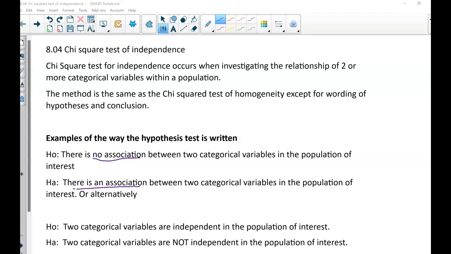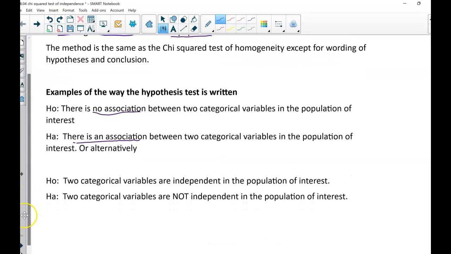The chi-square test for independence occurs when investigating the relationship of two or more categories. So you're looking at more than one category and only one population. That's a key difference from the chi-square test of homogeneity that looked at only one categorical variable and multiple independent populations. The procedure that we use for the chi-square test of homogeneity is the same procedure we will be using for the chi-square test of independence. However, the hypotheses and conclusions are going to be different between the two procedures.